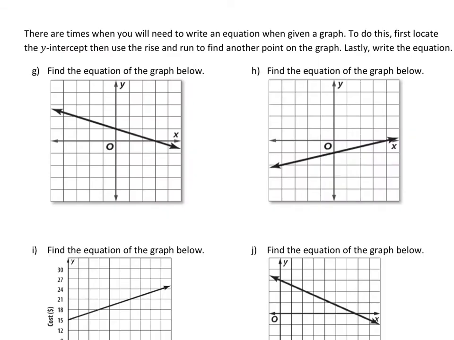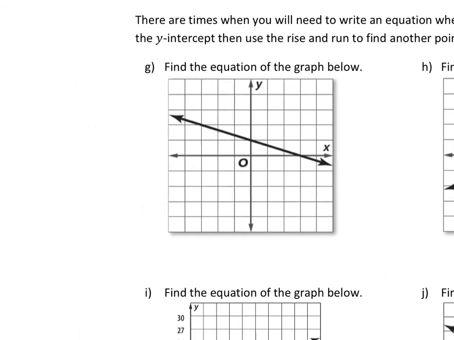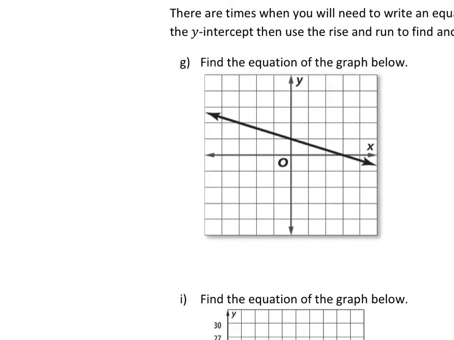There are times when you will need to write an equation when given a graph. To do this, first locate the y-intercept, then use the rise and run to find another point on the graph. Lastly, write the equation. So letter G, find the equation of the graph. It crosses our y-axis right here, and that is at the point (0, 1). So our y-intercept, or b, is 1.